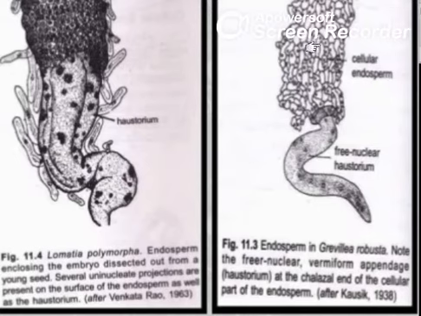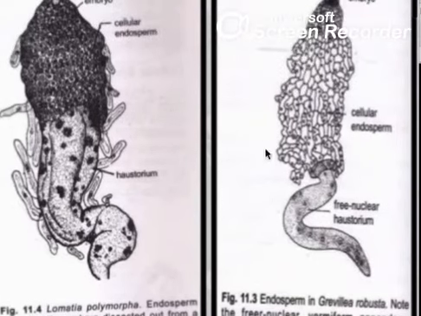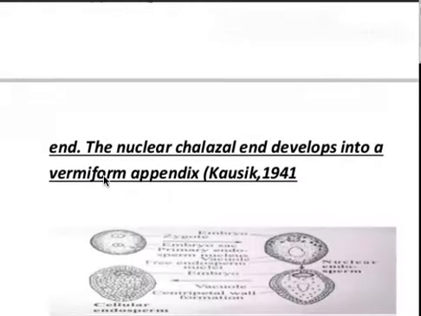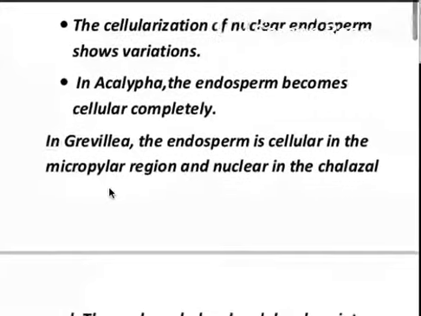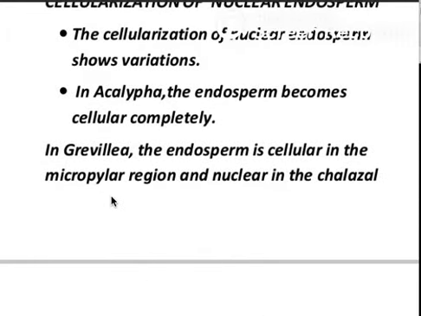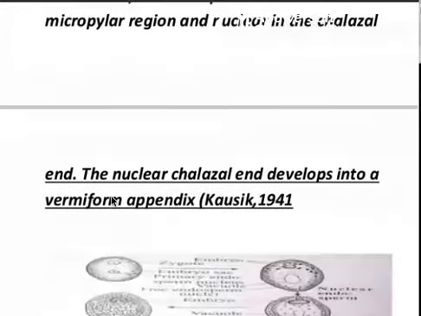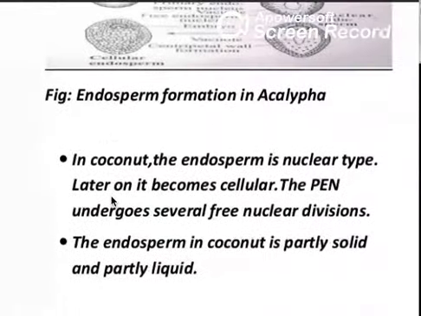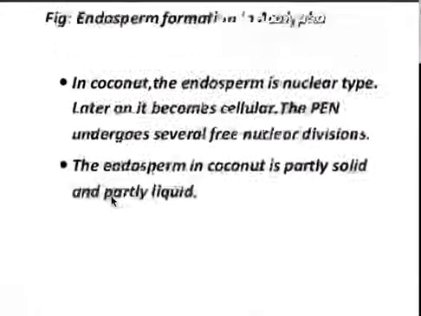Okay, and this chalazal region becomes the cellularized endosperm. However, these two are actually only one endosperm. Okay, so that is the difference, that is the degree of cellularization in Grevillea robusta. And then what else do you notice?